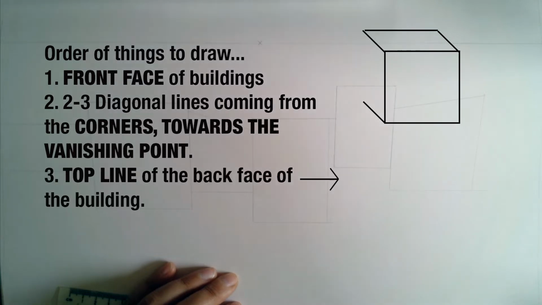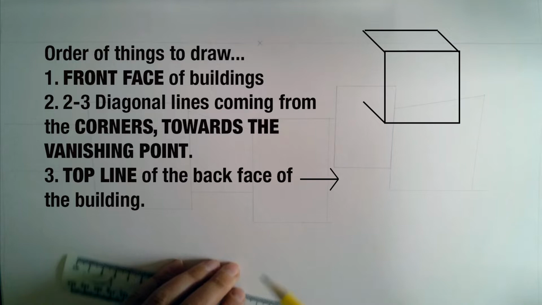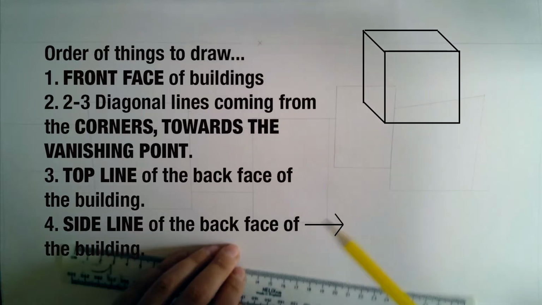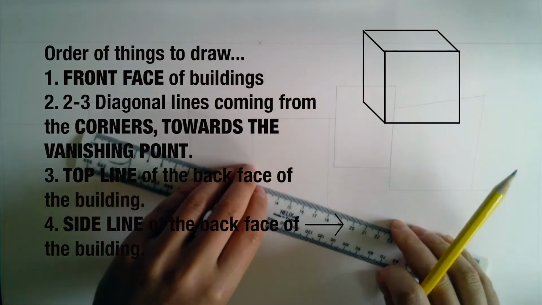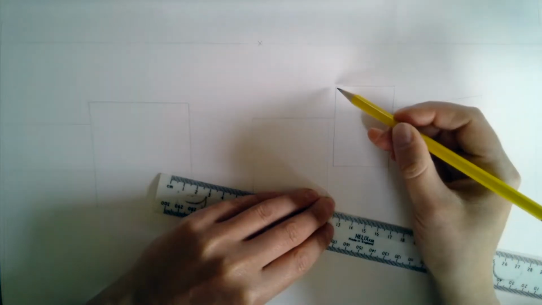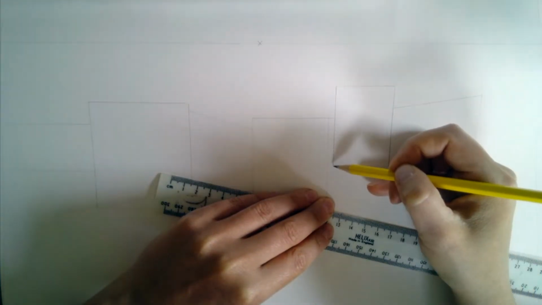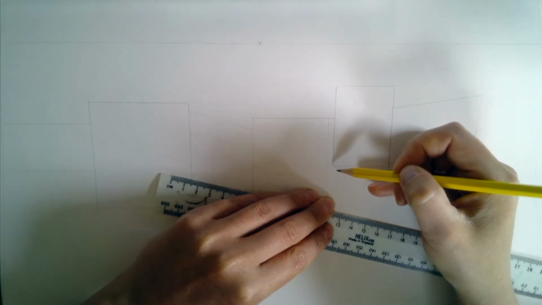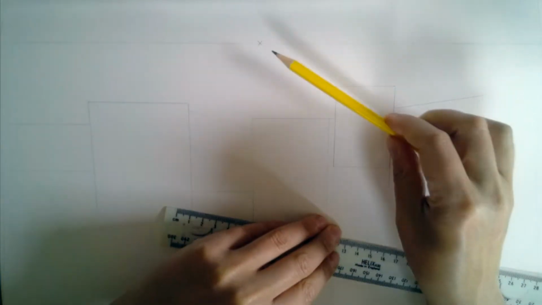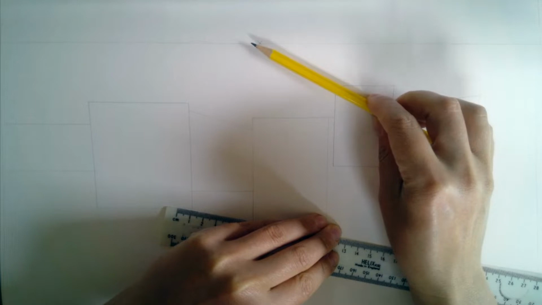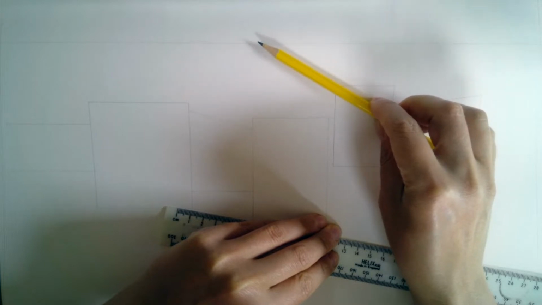Then we're going to do top lines, so the back face of the building, and then the side face of the back of the building. Lastly, the diagonal lines going in the direction of the vanishing point need to come off of these corners. So all you need to do is take your ruler and line it up going in the direction of the vanishing point like that.